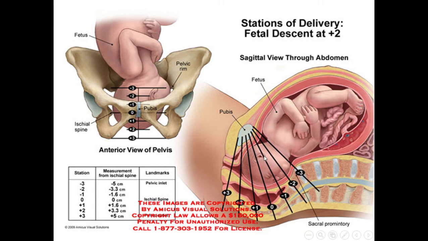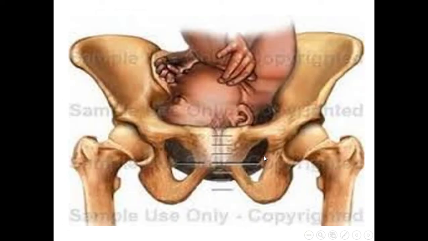So if I tell you the fetal head position is +2, it means it is 2 cm below the level of the ischial spine. If I tell you the fetal head is at zero position, it means the fetal head is at the level of the ischial spine. If it is -3 position, it means the fetal head is about 3 cm above the level of the ischial spine. This is the engagement.